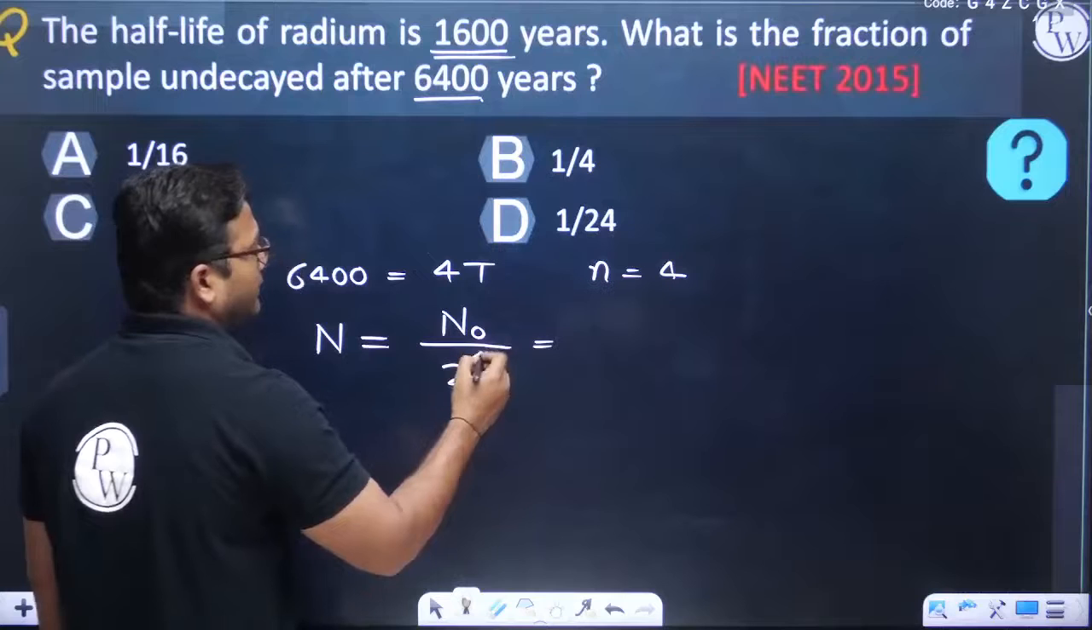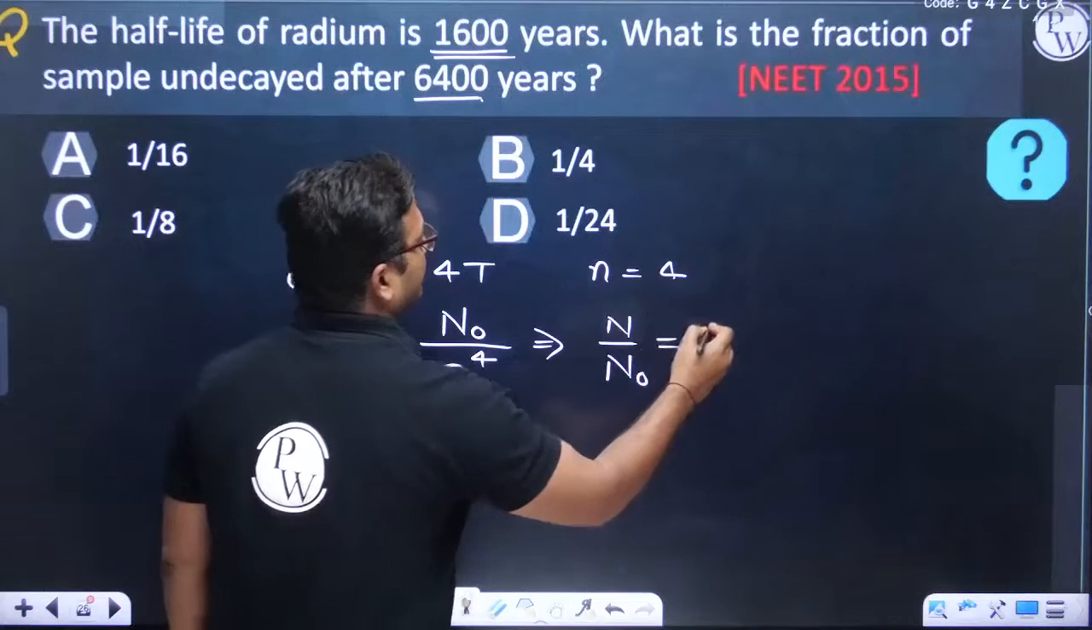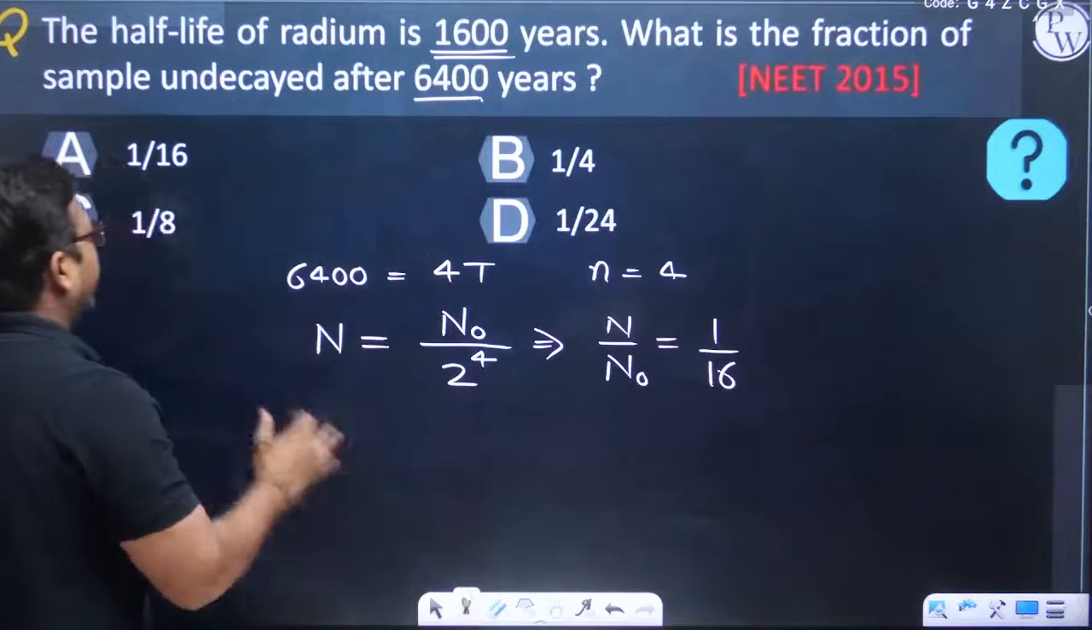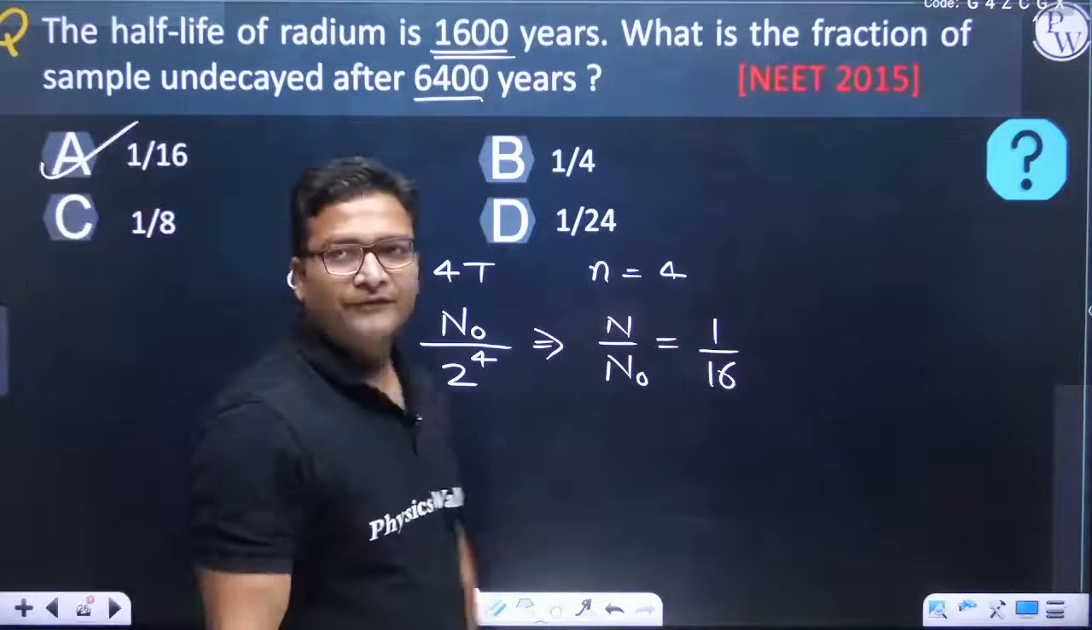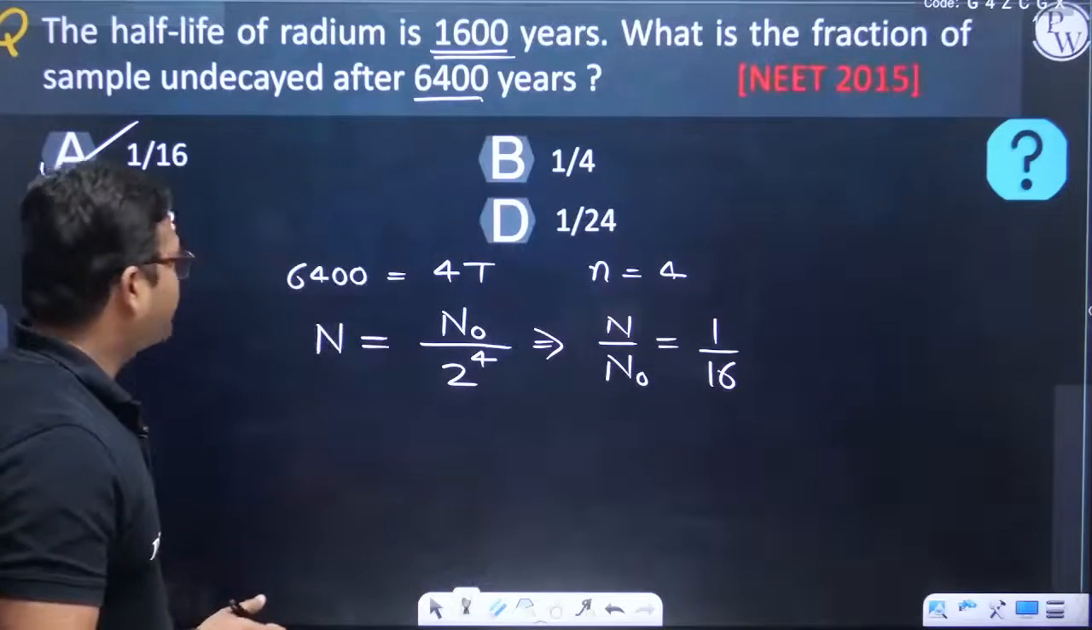So it is equal to n by n naught, meaning the fraction required is 1 by 2 to the power 4, which is 1 by 16. So the correct choice is A. Okay, let us move to the next problem.